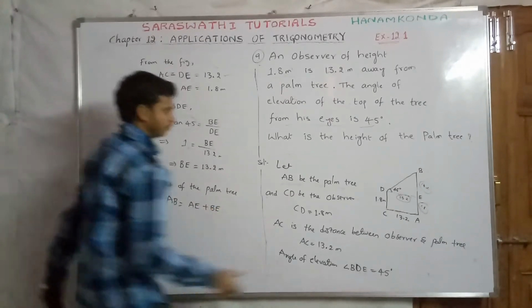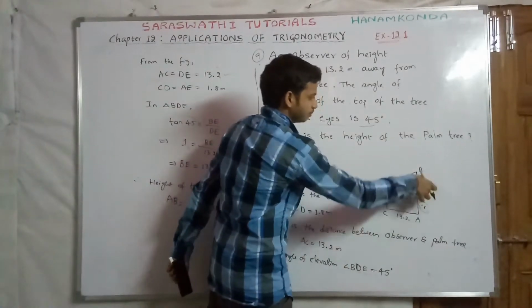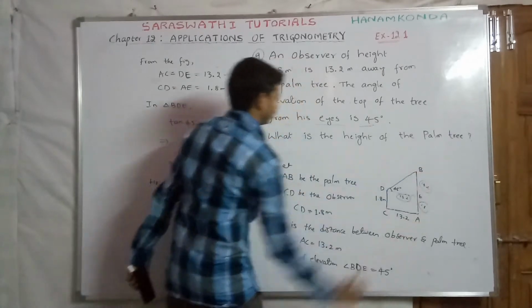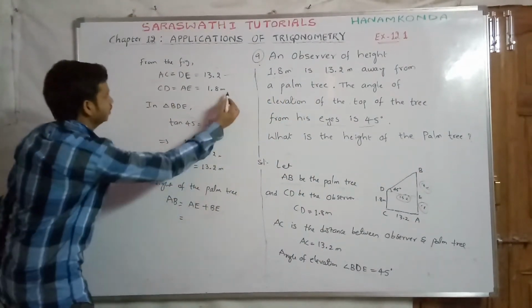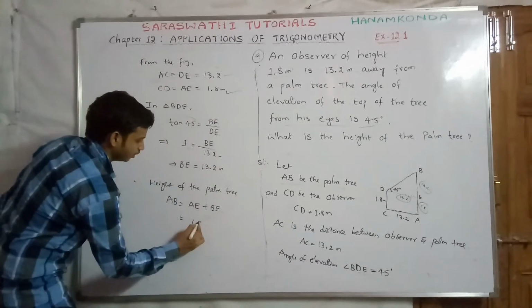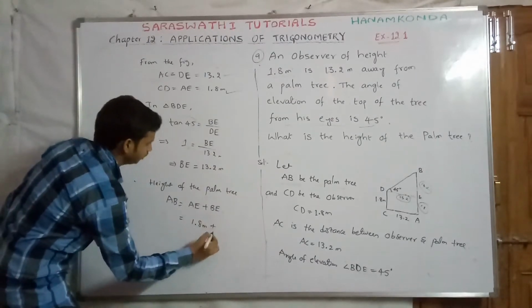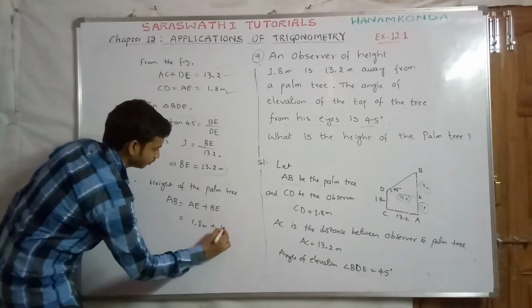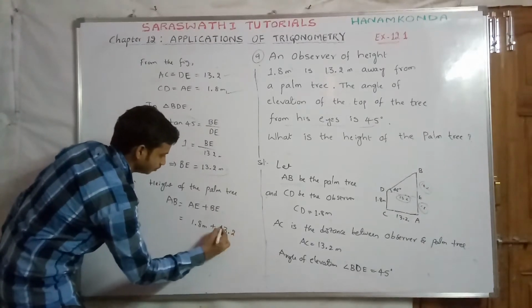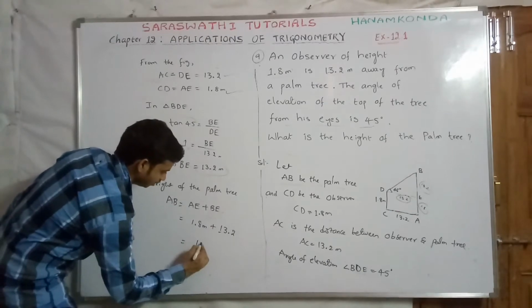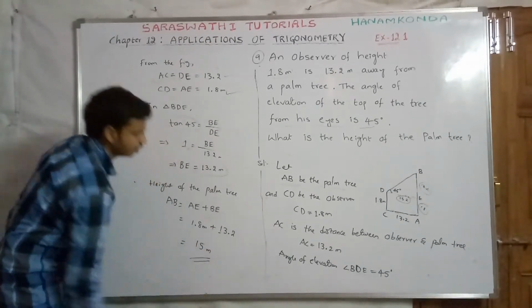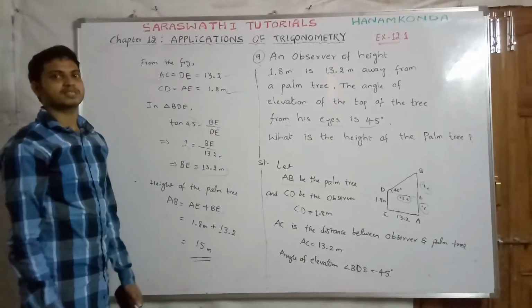From the figure, AB equals AE plus BE. If you add AE and BE, we get the AB value. The AE value obtained is 1.8 meters, plus the BE value, 13.2 meters. So 1.8 plus 13.2 is 15 meters. This is the height of the palm tree, so this is the answer. We shall discuss the next question.